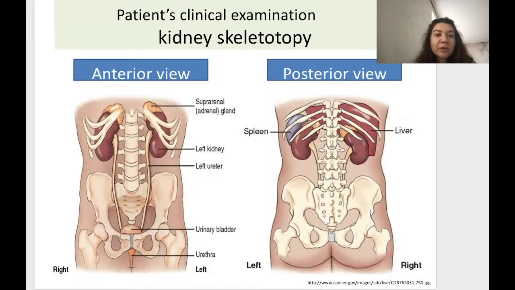One more time, anatomical position or kidney skeletotopy. In anterior view and posterior view, I remind you that the kidney is placed more dorsal, more posteriorly, and it is a little bit lower than the ribs.